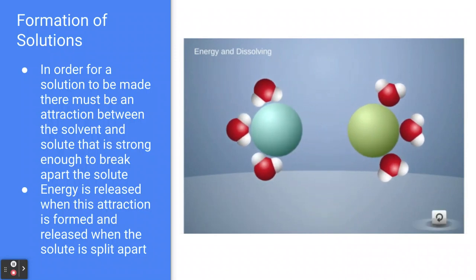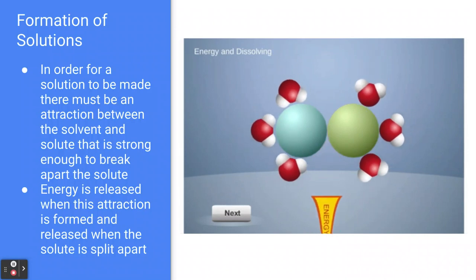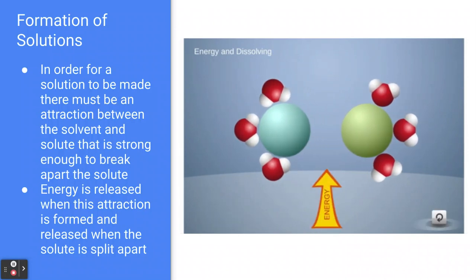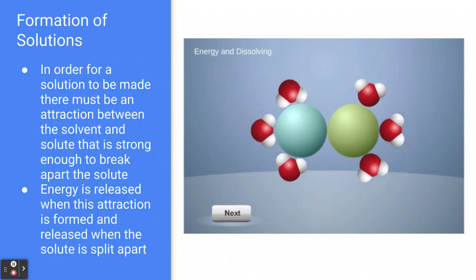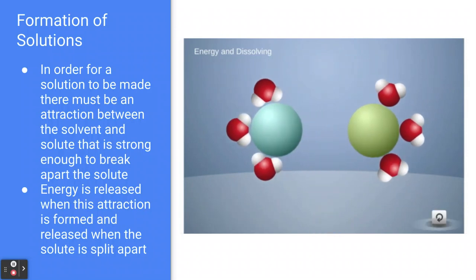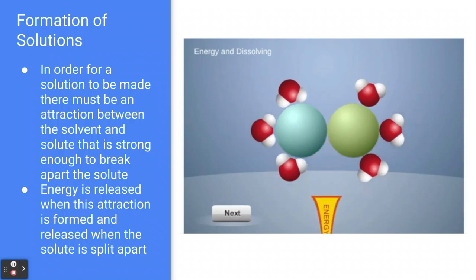So if we think about this as potassium and chloride, like the last slide, it is going to release energy when the water attracts to the ions, but when we split those ions apart from each other, that's going to take some energy.